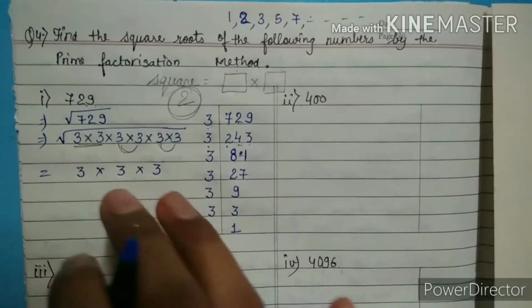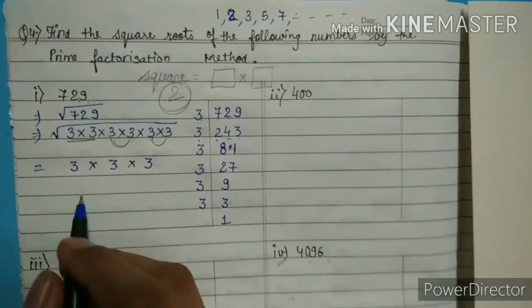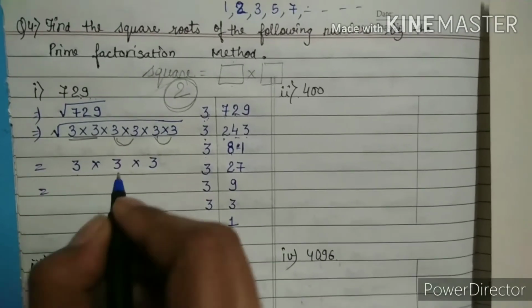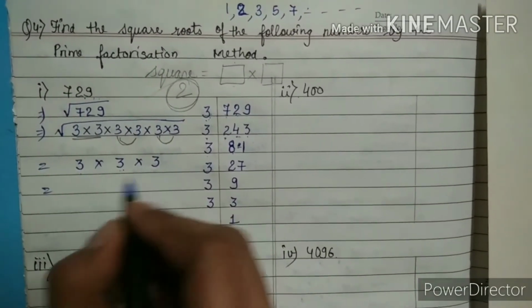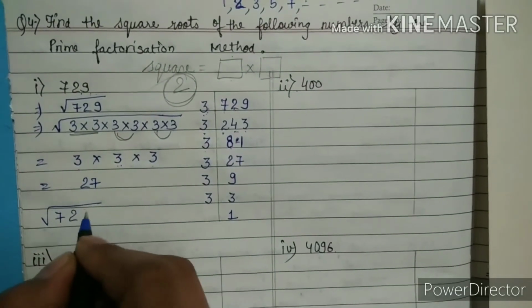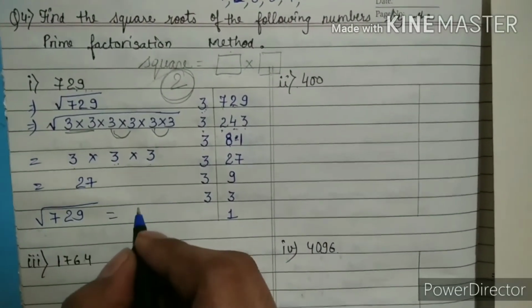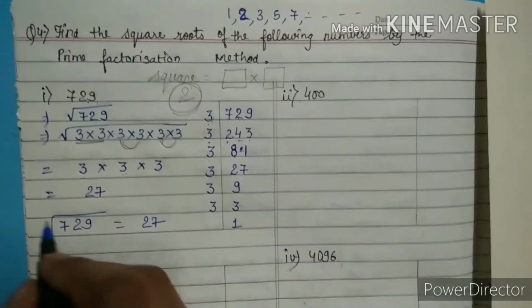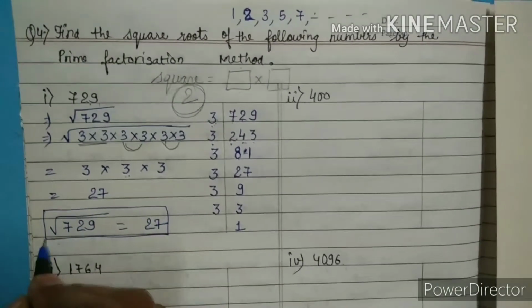It means now there is no need of putting the root here. Now 3 into 3 is 9, 9 into 3 is 27. It means the square root of 729 is 27. This is the solution of the first.